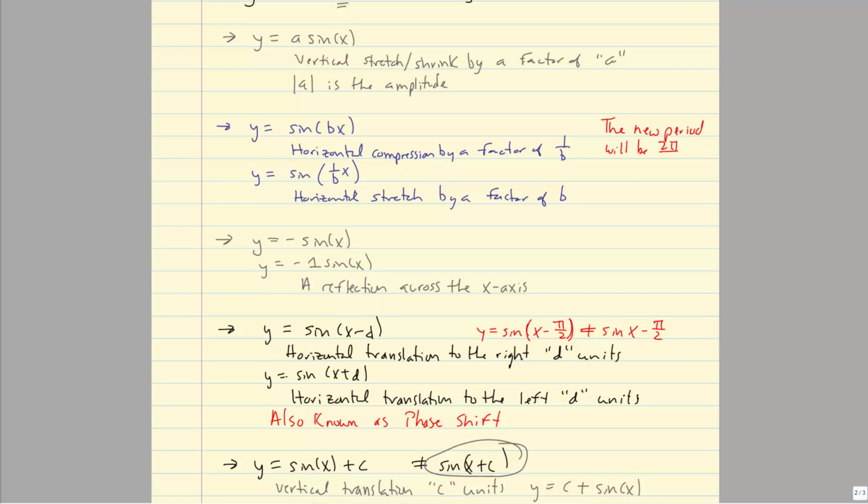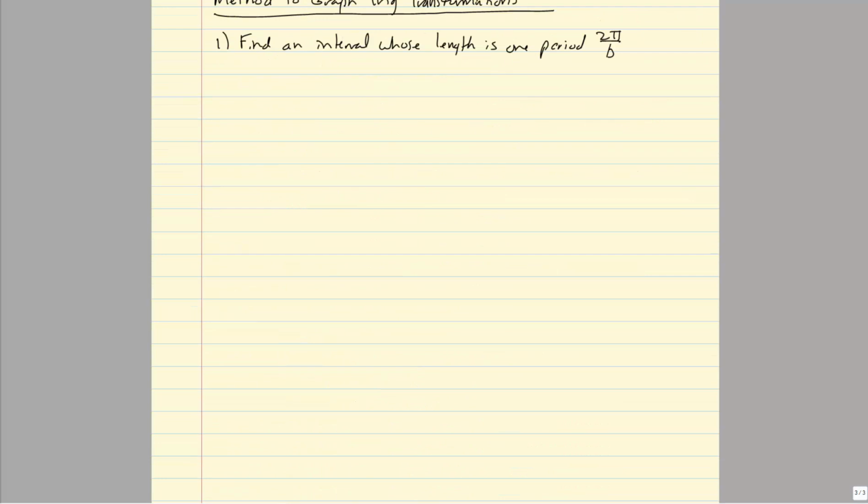And this would be true for sine and cosine. Now this one, the new period, will be 2 pi over 1 over b, but when you divide by a fraction, you multiply by the reciprocal, so this ends up being 2 pi b. Okay, so that has to do with what the new period will be. So that's what we're talking about down here.